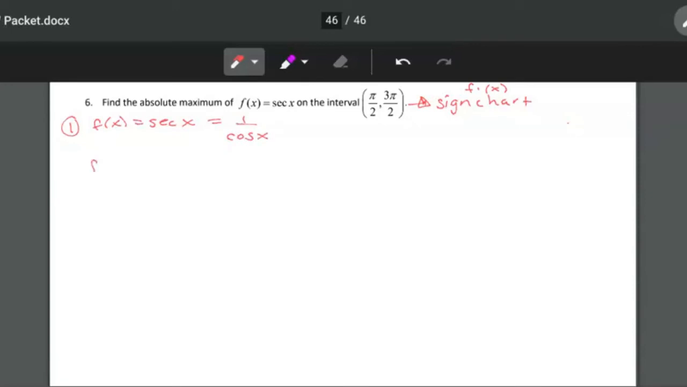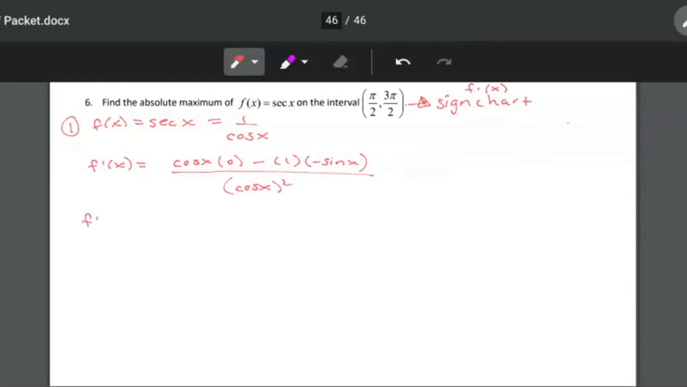All right, so if we take the derivative of that, I'm going to use the quotient rule. Our low, d high, the derivative of 1 is 0, minus high, d low, the derivative of cosine is negative sine, all over low squared.